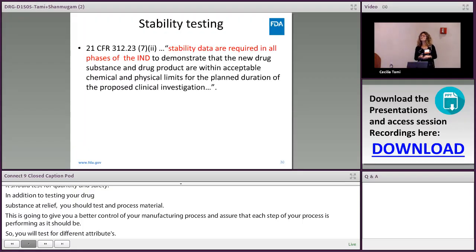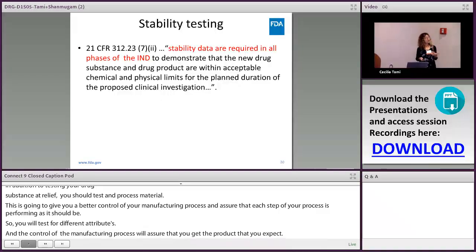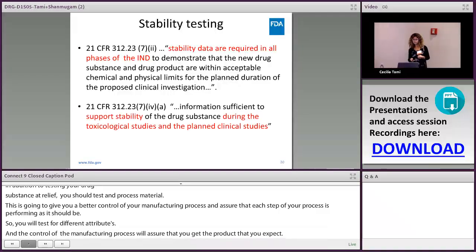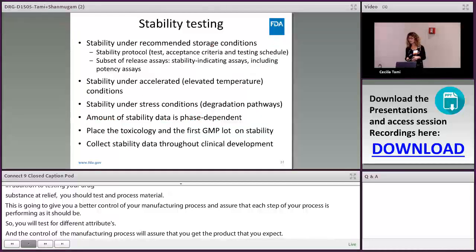CFR also requires that stability data are collected during all phases of the IND. And these data should be sufficient to support the stability of your material during the toxicology and clinical studies.